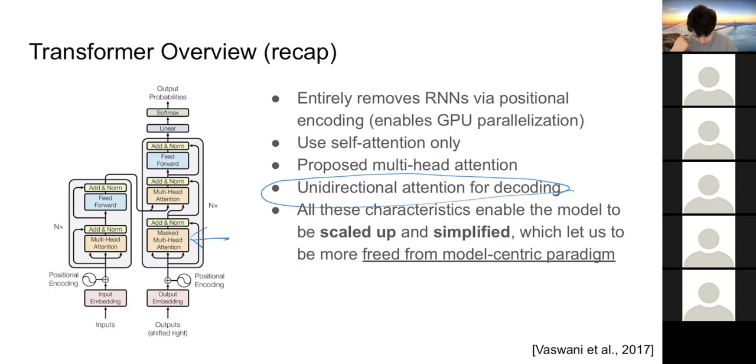So all these characteristics enable the model to be scaled up and simplified, which frees us from the model-centric paradigm and lets us focus on other more important things, especially data or how we train it, etc. Of course, the details of the model are really important too, but the transformer has become the standard in NLP, so now people worry less about the model these days.